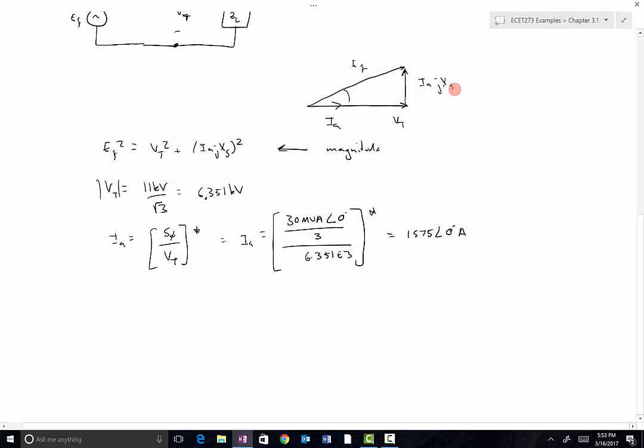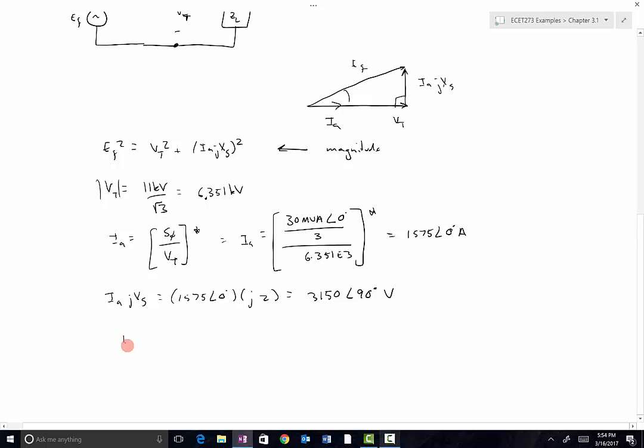This voltage drop here, I_A jX_S, is going to be determined from 157.5 at an angle of 0 degrees times j, and the synchronous impedance was 2 ohms. So that's going to be 315.0 at an angle of 90 degrees volts. And so that confirms that that's at a right angle to the voltage. That angle 90 right there does.